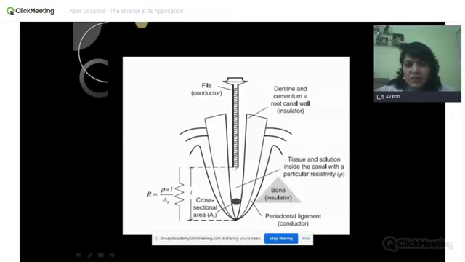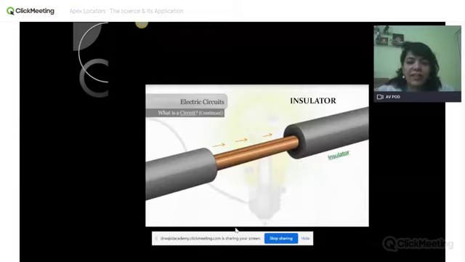Now, as it comes closer, there is resistance offered by the fluids here and the structure. The amount of resistivity depends upon the cross-sectional area. So there's a formula to calculate that. These algorithms are already fed into your Apex Locator, so we don't have to worry about that. But here it is just to understand how and why this thing works in this particular way. So the moment the file crosses the limits of the tooth structure and suddenly comes in contact with the periodontal ligament, the circuit is complete and you register a working length.